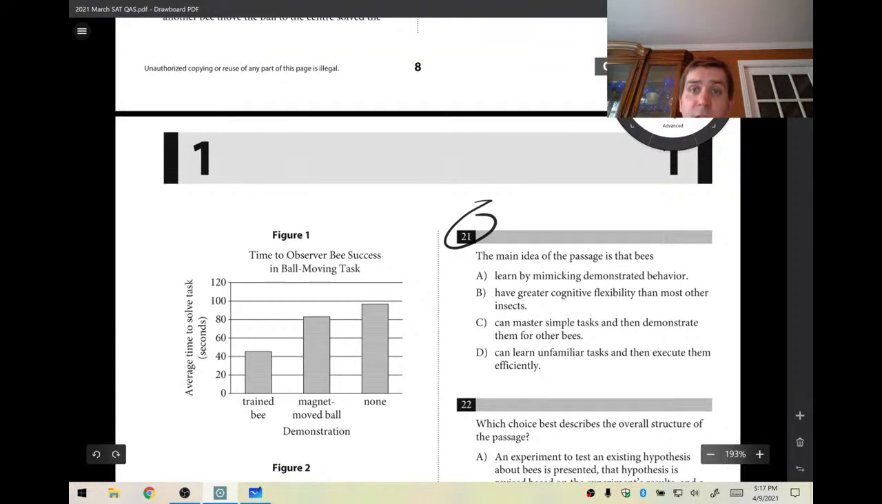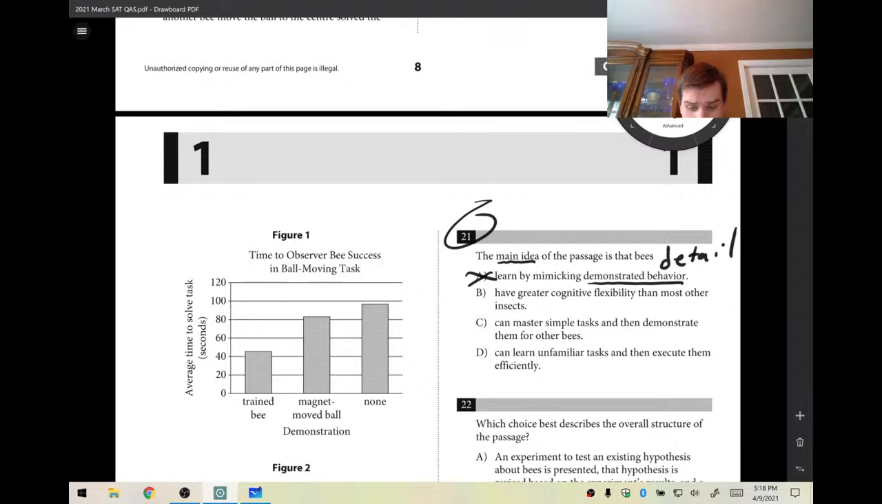The main idea of the passage is what? They will test you on main ideas at the passage level. So, what is the main idea of the passage? Is it that bees learn by mimicking demonstrated behavior? Well, they do, but that's a minor detail. That's not the main idea of the passage. It's a very minor detail. It's true. We're looking for a main idea. What is this passage mainly about? It's not about that.